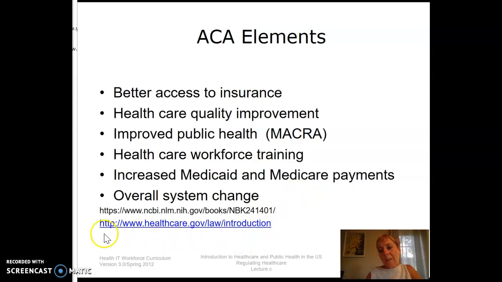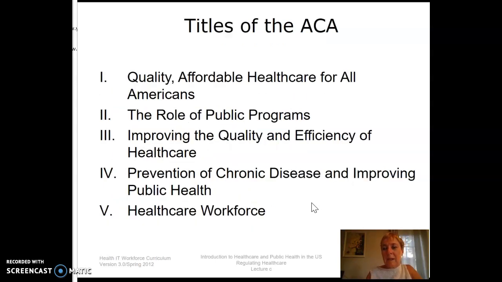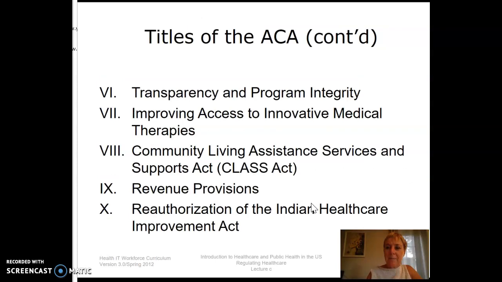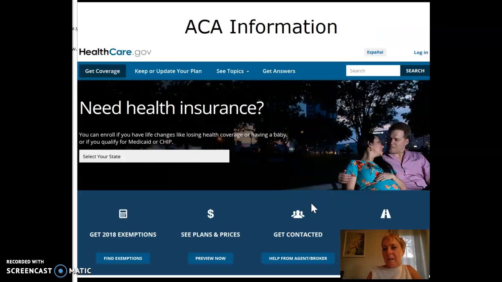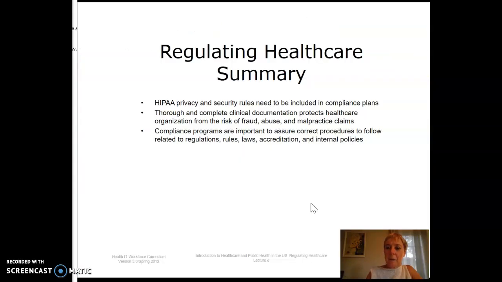To learn more about the ACA elements, there are 2 websites here that you can go into. They tell you in a nutshell what it is. So if you have an assignment to do on the Affordable Care Act, this is where you want to go. Titles of the Affordable Care Act, there were different titles as listed here. Usually a federal act will have different titles, and it talks about different venues and what has to be done. Here's the website for the ACA information. Excellent site that you can go to.